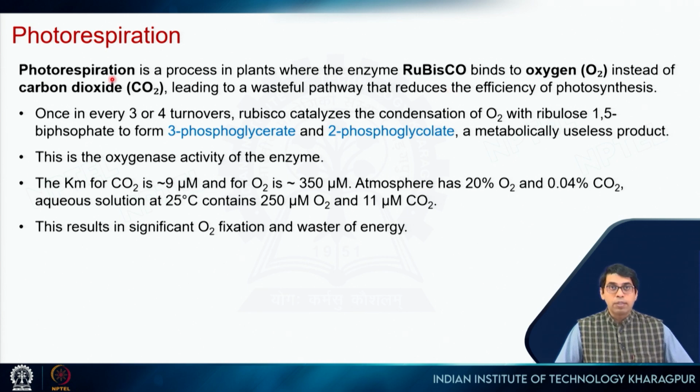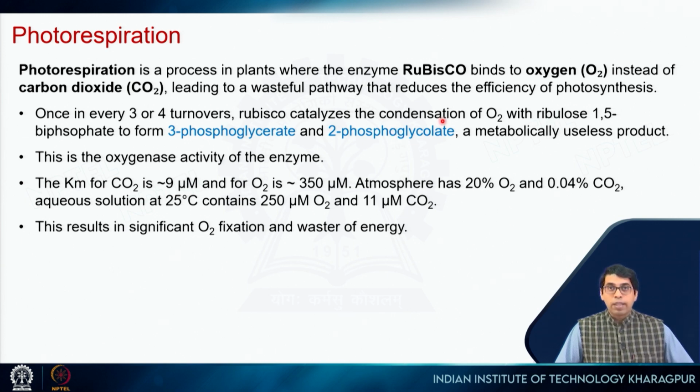So, photorespiration is a process in plants where the enzyme Rubisco binds to oxygen instead of carbon dioxide, leading to a wasteful pathway that reduces the efficiency of photosynthesis, right. So, it turns out that in every 3 or 4 turnovers, Rubisco catalyzes the condensation of oxygen with ribulose 1,5 biphosphate. So, instead of carbon dioxide, it uses oxygen to form 3-phosphoglycerate and 2-phosphoglycolate.